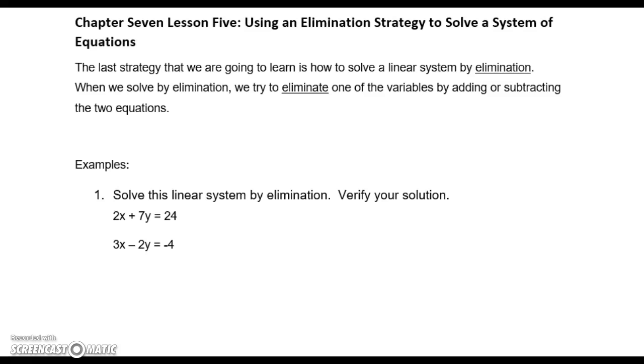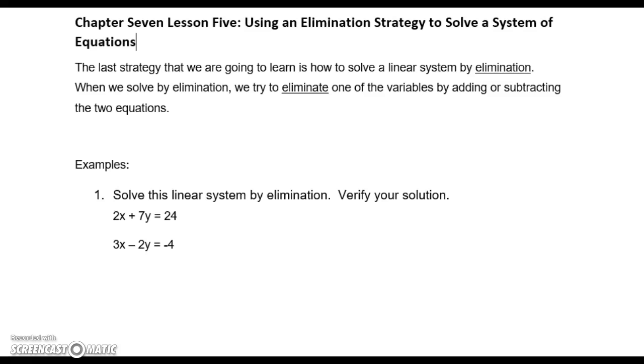In this video, we're going to look at Lesson 5 from Chapter 7, which is looking at using an elimination strategy to solve a system of equations. So the last strategy that we're going to learn about is how to solve a linear system by elimination. And so when we solve by elimination, we are literally trying to eliminate one of the variables by adding or subtracting the two equations. So the name really speaks for itself.